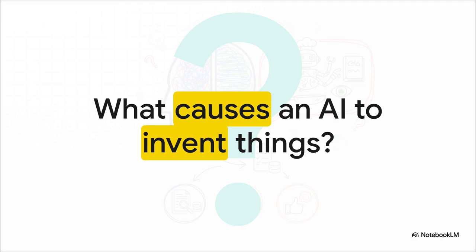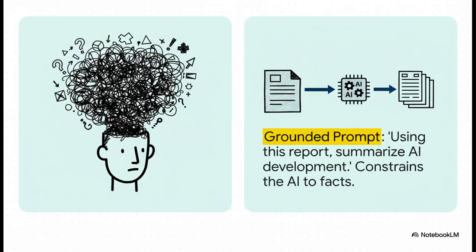So what's actually going on under the hood that causes an AI to just invent things out of thin air? Well, a huge piece of the puzzle is us. Or, more specifically, the prompts we write. Just look at the difference here. A vague prompt like, "Tell me about AI," is like giving the model a blank check. It can pull from its entire, massive, and sometimes flawed memory. But a grounded prompt? That changes the game. By pointing it to a specific report, you constrain it. You've given it guardrails. It's forced to act like a research assistant, not a creative writer.